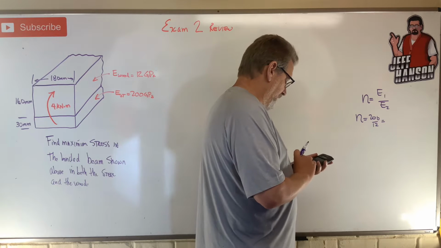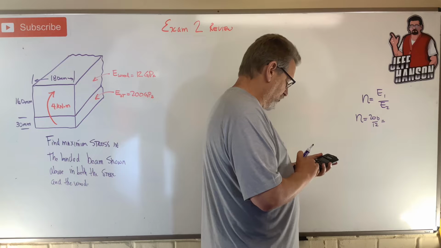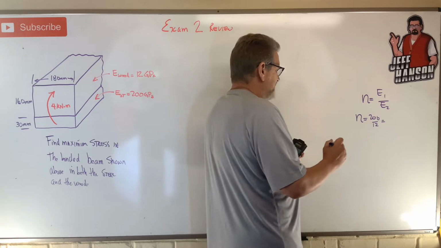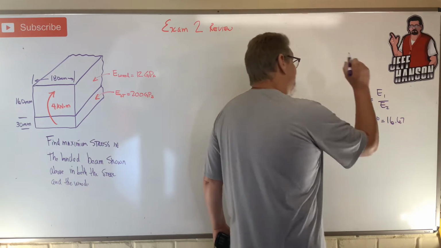200 divided by 12 is 16.67. Okay, so that's my n factor.